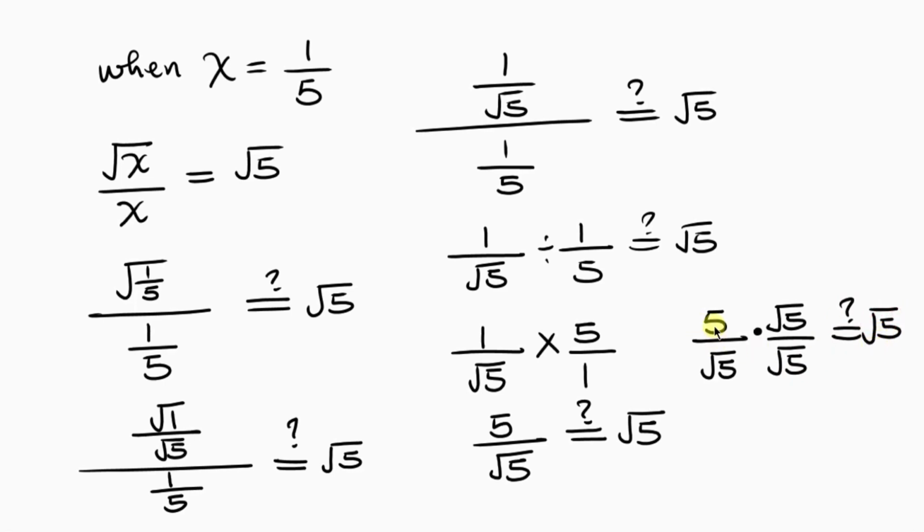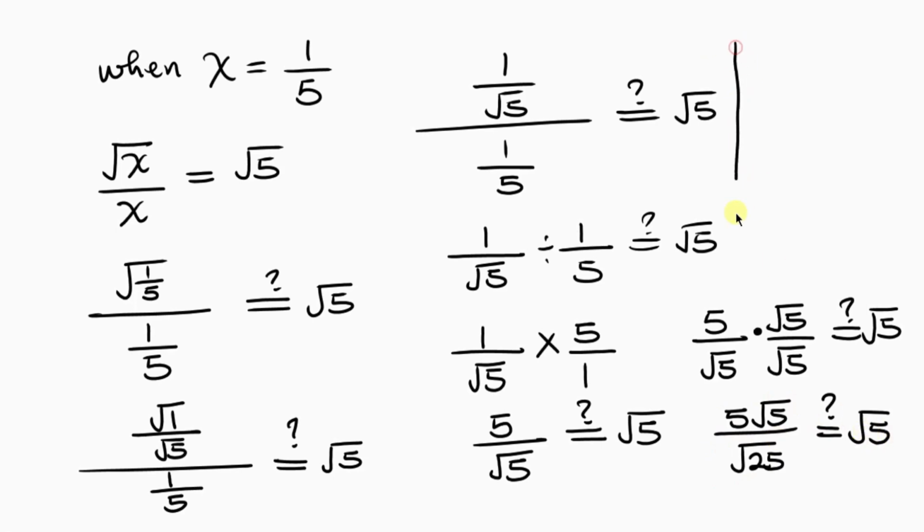Now watch. 5 times the square root of 5 is 5 root 5 all over the square root of 5 times the square root of 5. This will give you the square root of 25. Very good. And this is equal to the square root of 5. Remember, we want to prove if what we have on the left is equal to the square root of 5.